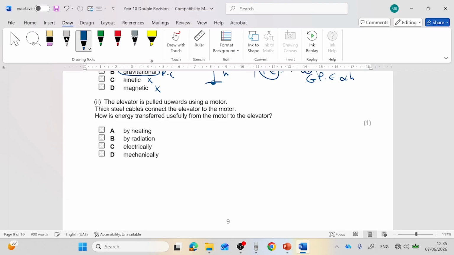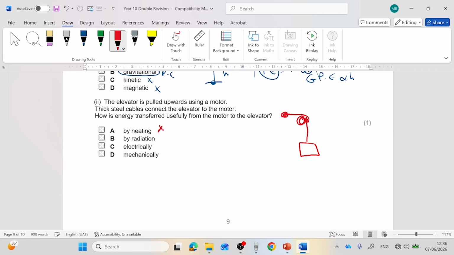For part two, the elevator is pulled upward. So this is the elevator. We are pulling it upward using a motor. There are 6 steel cables connecting the elevator to a motor. There is a motor which is just pulling the elevator. How is the energy transferred usefully from the motor to the elevator?